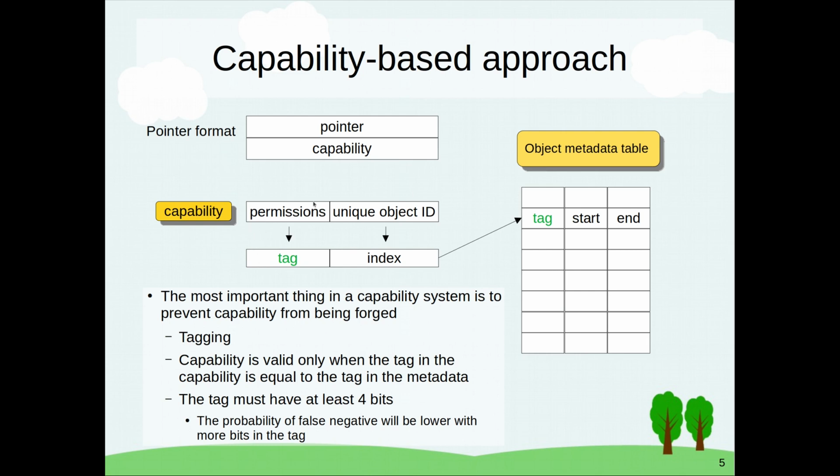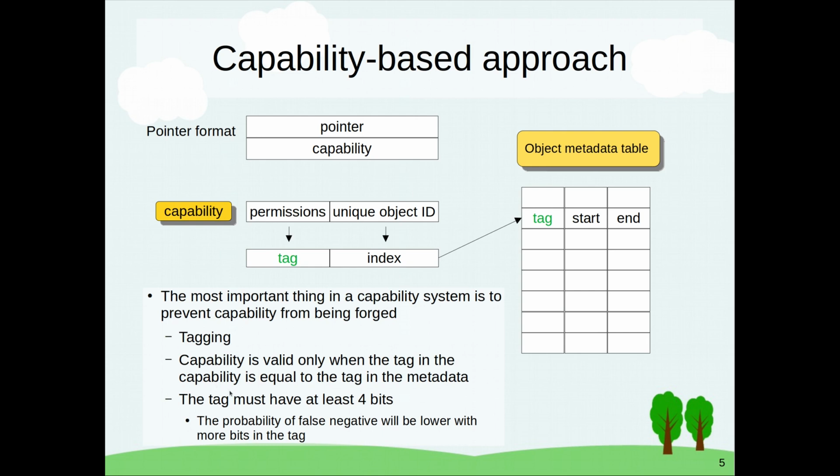So for permissions here, the permission is used to check the read, write, execute permission. But for bounds checking, we don't need to check permission. We only need to check if the pointer is within the object range. But anyway, we still need something to prevent the capability from being forged. Here I'm using tagging to do that. In this method, the capability will have a tag field, and the metadata also has a tag field. And the capability is valid only when the tag in the capability is equal to the tag in the metadata.